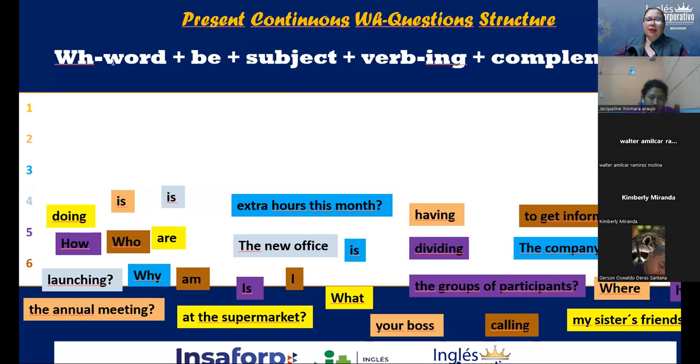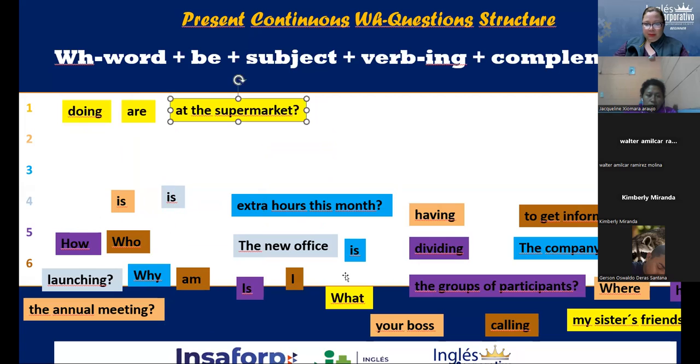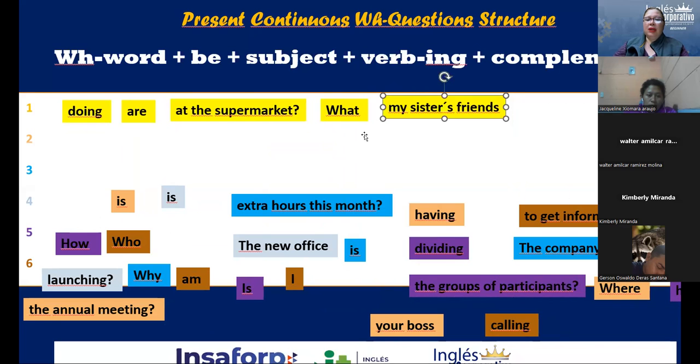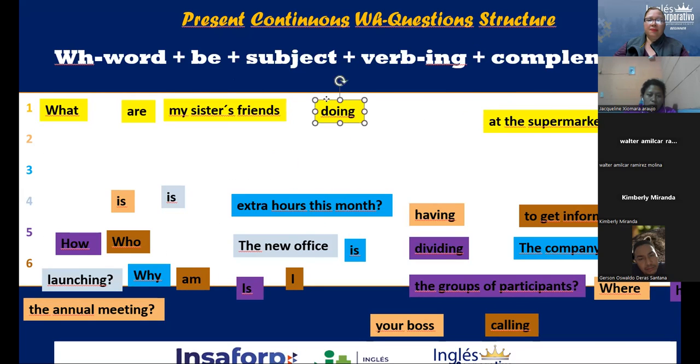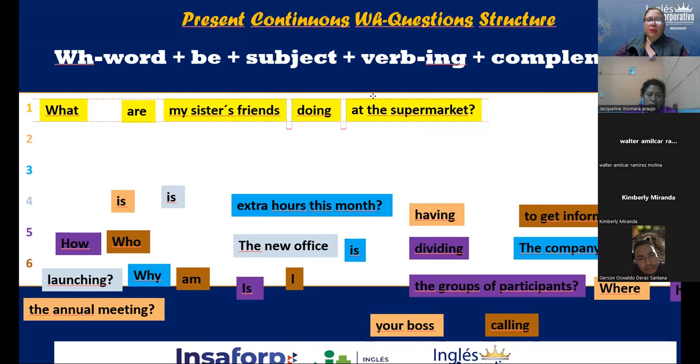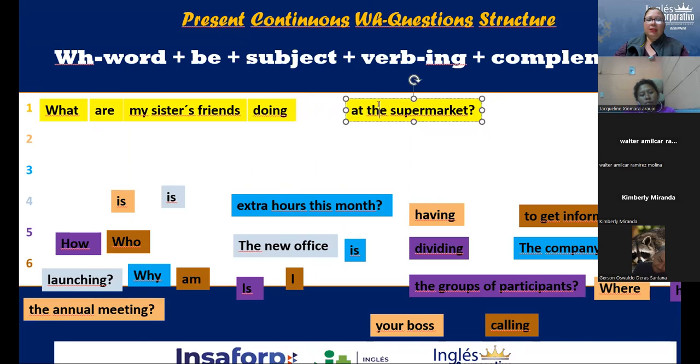So let's start by forming, okay, let's bring all the yellow pieces over here. Now let's put in order and form the sentence or the question. I know that the WH question word goes at the beginning, right? Then it goes the verb be, okay? Then it goes the subject, and then it goes the ing, and then it goes the complement with the question. Okay, now I have my question form. What are my sister's friends doing at the supermarket?